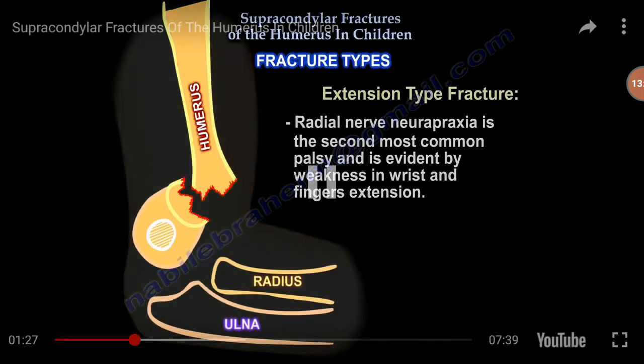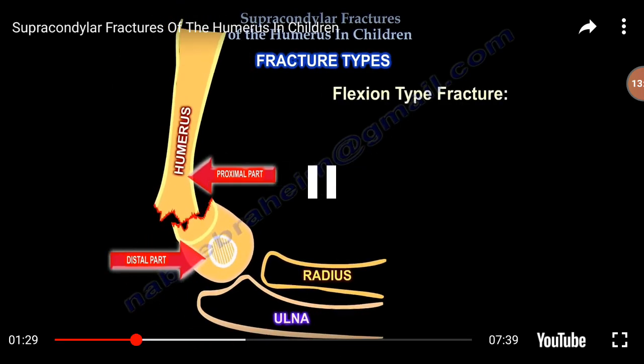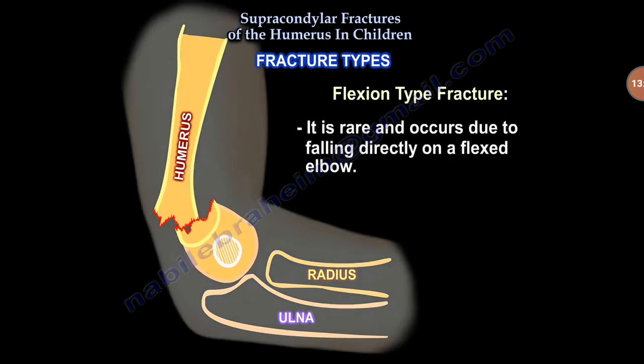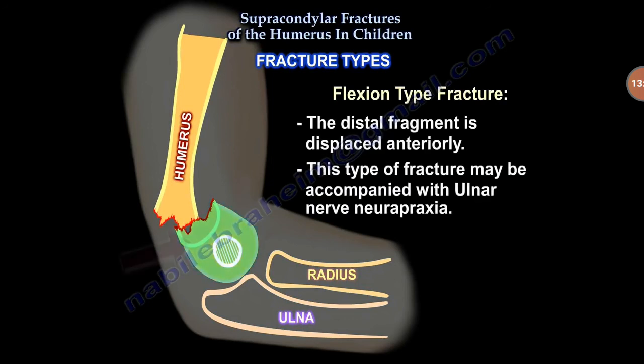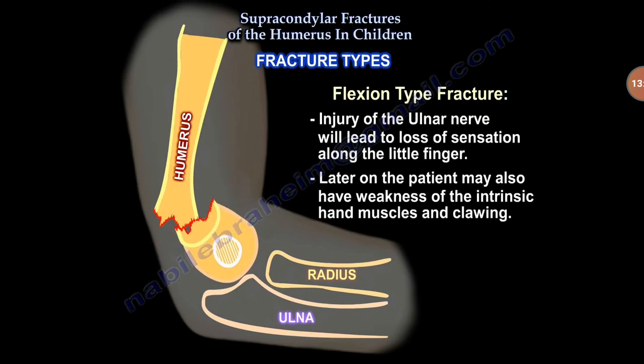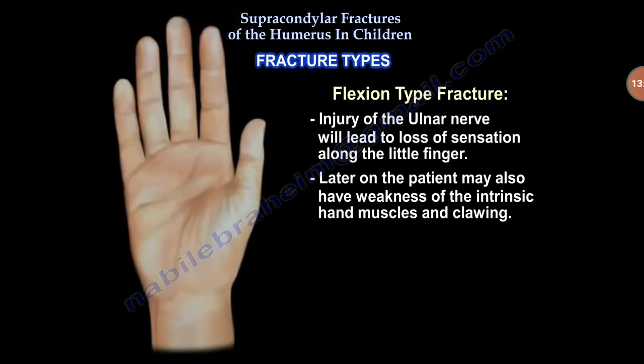The second type of fracture is a flexion type fracture, which occurs due to a flexed elbow. In this type of fracture, the distal fragment is displaced anteriorly and may be accompanied with an ulnar nerve neuropraxia. Injury of the ulnar nerve will lead to loss of sensation along the little finger. Later on, the patient may also develop weakness of the intrinsic hand muscles and clawing.